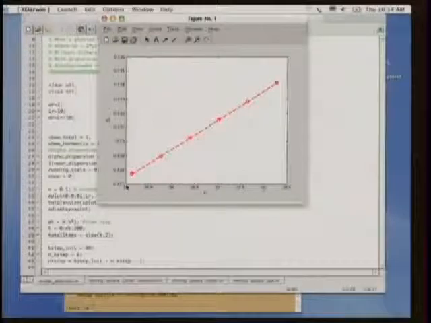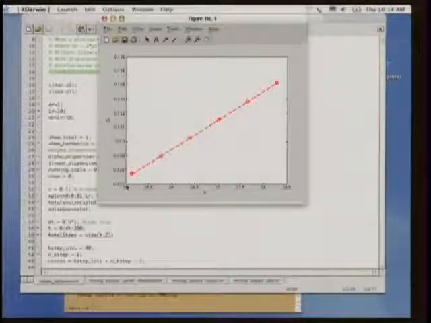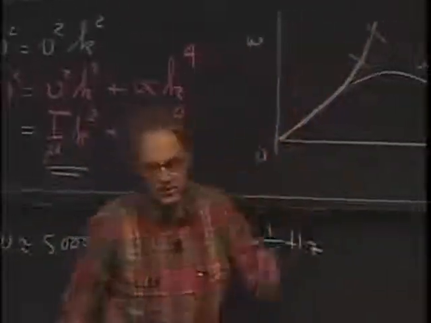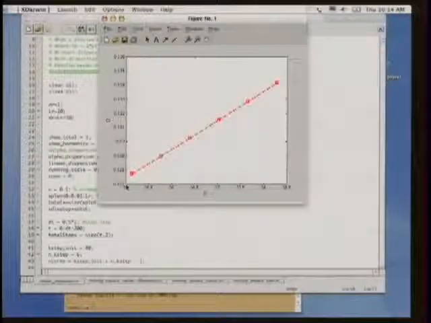And the fact that it looks like a straight line there doesn't mean that it is non-dispersive, because it's only a very small section, so this looks like a straight line. But the whole thing, of course, is on a curve, and that's why it is dispersive.